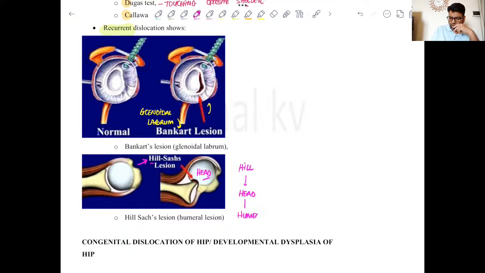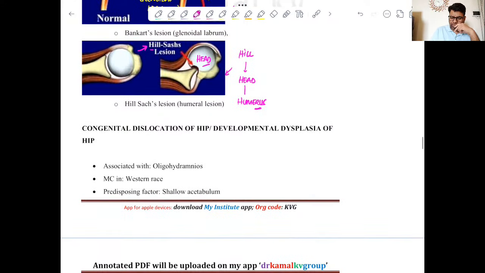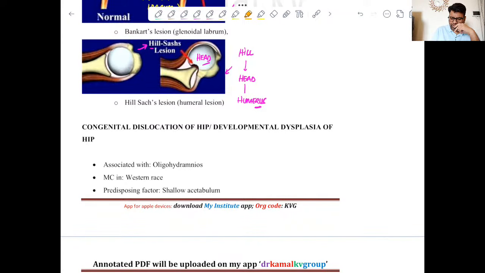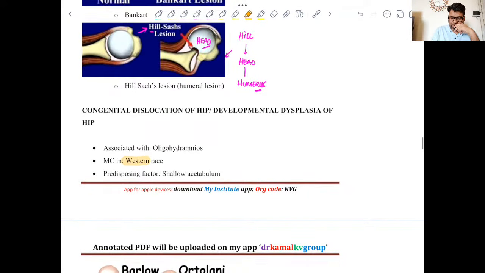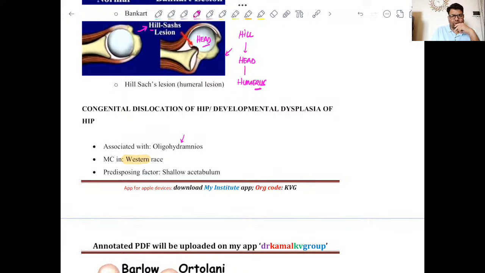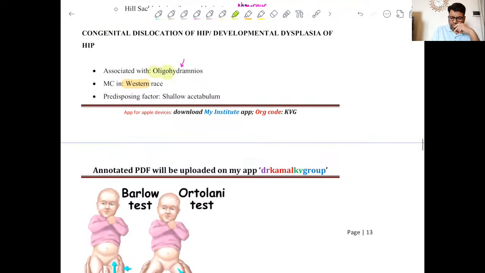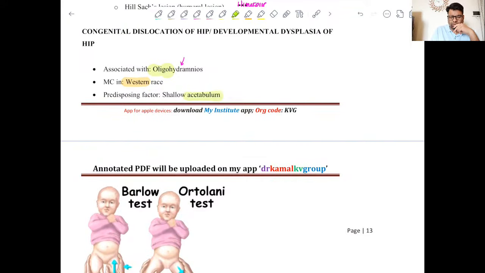So that way you can differentiate where we will see Bankart lesion and where we will see Hill-Sachs lesion. Then coming to congenital dislocation of hip, which is not seen in the Indian population, it is an entity of Western race. It can be associated with a small amount of amniotic fluid, that is oligohydramnios, and the problem is that the acetabulum is not well developed, so the head of femur also slips out.